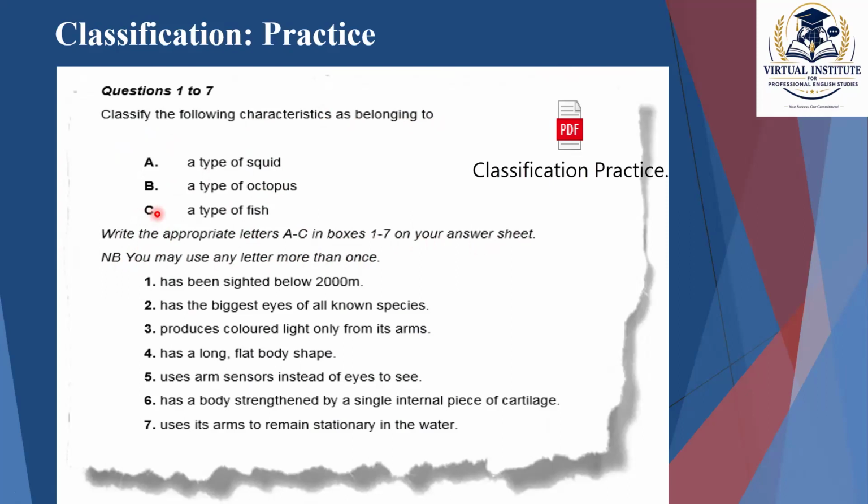So now I'm going to show you. You should read this first statement: has been sighted below 2000 meters. This is the question. So we need to see whether this information is related to the type of fish, a type of octopus, or a type of squid, right? Are you following?